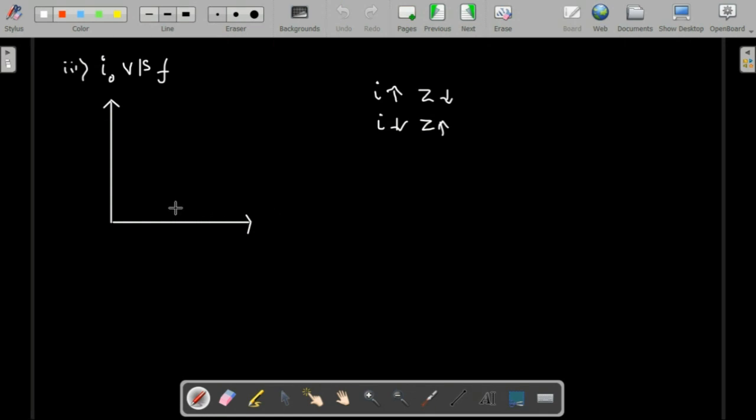So here, for frequency versus current, if Z is less, current is more; if Z is more, current is less. If frequency is low, Z is high. If frequency is high, Z is still high. We have already seen it in the relation. If Z is high, current is low, so current is low here.